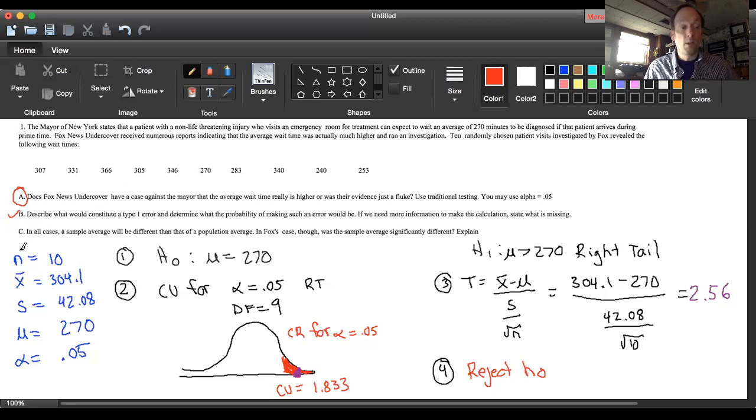And for part C, in all cases, the sample average will be different than a population average. In Fox's case, though, was the sample average significantly different? And our answer would be, as soon as we land in the critical region, statistically, that means our average was significantly different than what the population average was. And more precisely, significantly higher.